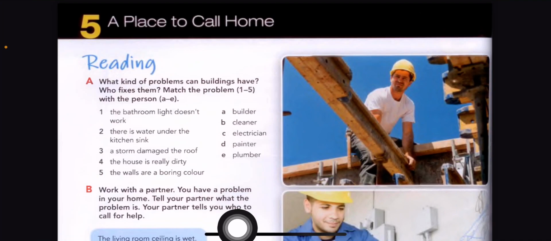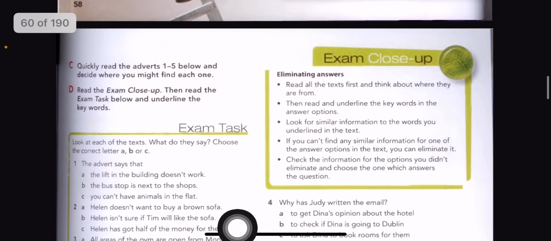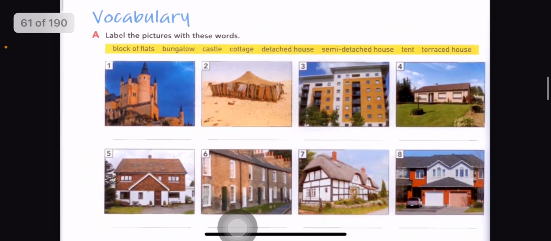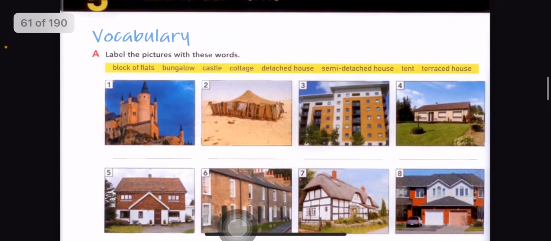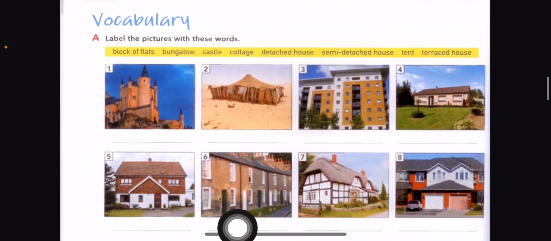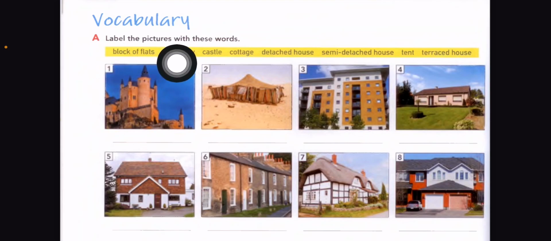We move on to page 60. Alright, page 60, vocabulary. Okay, A. Label the pictures with these words. Block of flats, bungalow, castle, cottage, detached house, semi-detached house, tent, terraced house. Okay, so if you do not know what are these words, you can Google them.